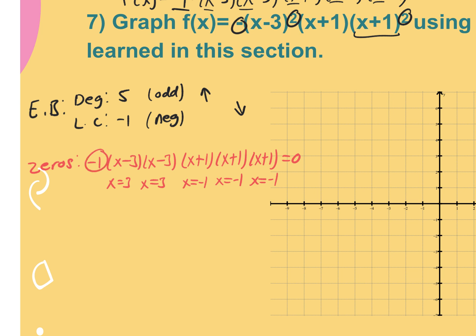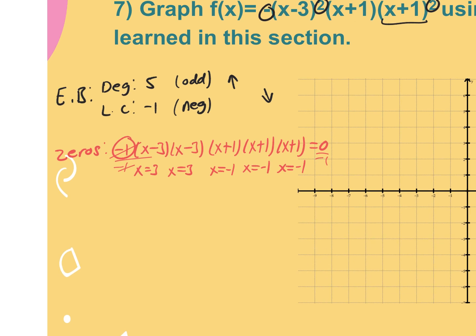Right, and this -1 on the outside, it's a coefficient. If you divide the entire thing by -1, right, so we can divide both sides by -1, we still get that it equals 0, so it goes away when you try to solve, right? Now in terms of multiplicity, x equals 3, notice that it shows up twice, so it has a multiplicity of 2. Now x equals -1 shows up 1, 2, 3 times, so it has a multiplicity of 3.